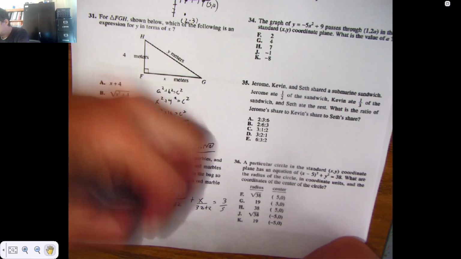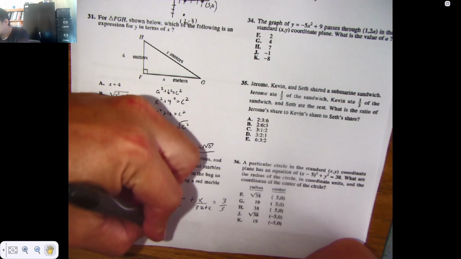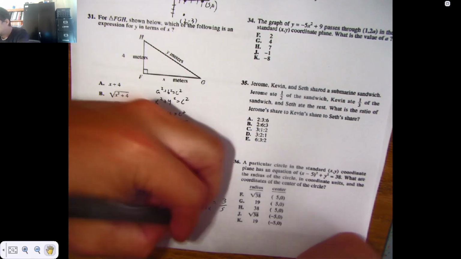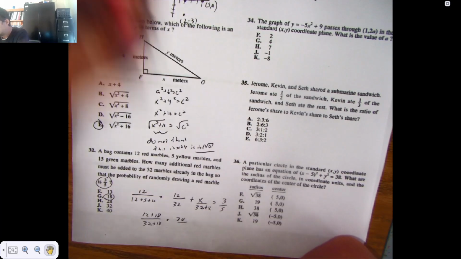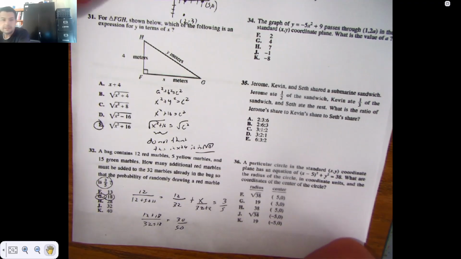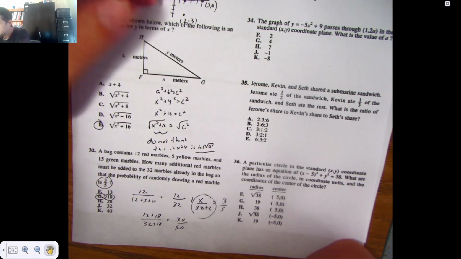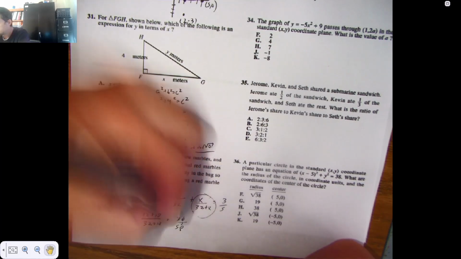If I add 18 red marbles, I'd have 12 plus 18 over 32 plus 18. That'd be what? 30 over... Oh, well, that's it. 50. Yeah, cool. I just kind of lucked into it. Again, you could do the algebra, or you could just kind of focus on this needing to be 3/5. And I know that's 3/5 because zeros cancel.